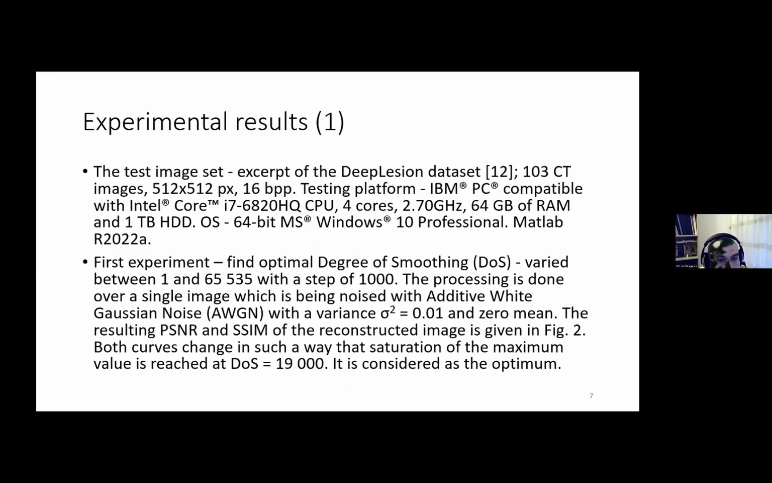The image test set we use is an excerpt of the DeepLesion dataset. It includes 103 CAT scan images. Their dimensions are 512 by 512 pixels at 16 bits per pixel. And below is shown the testing platform that we use for the purpose. We are working with 3 levels of additive white Gaussian noise. There are 1000 of a unit, 100 of a unit, and 1/10 of a unit for the variance of the noise.